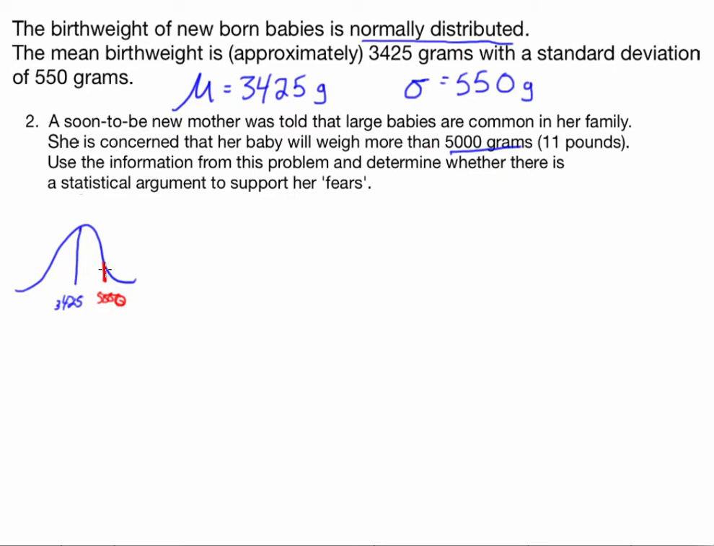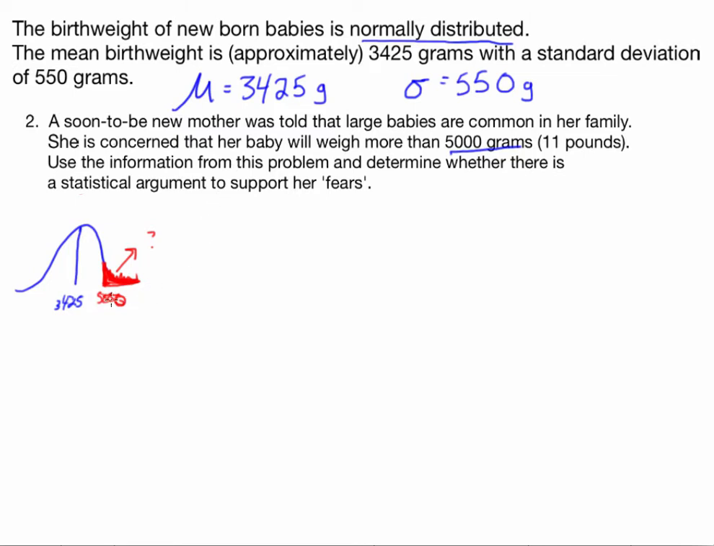So I am looking for this area right here. This is what I'm looking for. I don't know this area or this percentage. Now in order to calculate it, if you have access to a statistical software package, you could do that. If you have a graphing calculator, you could do that. Or we could use a z-score chart.